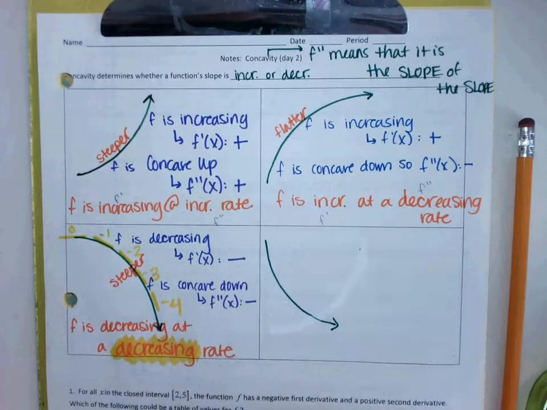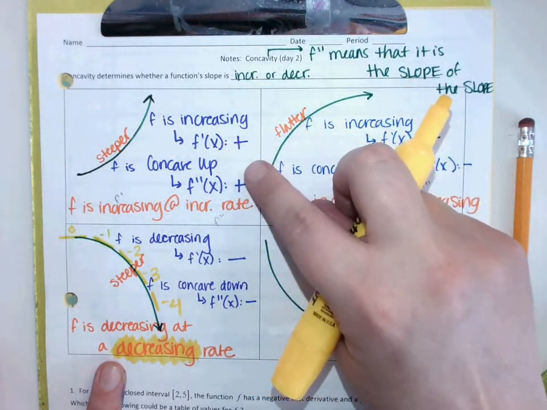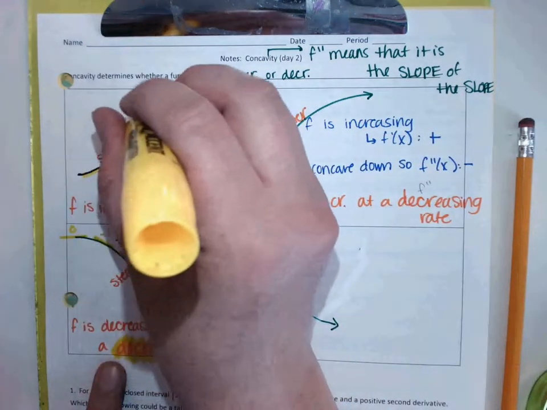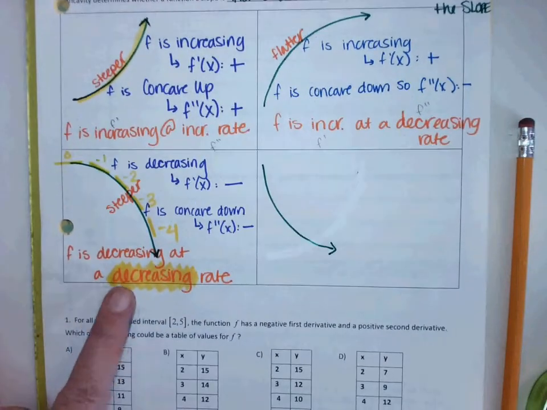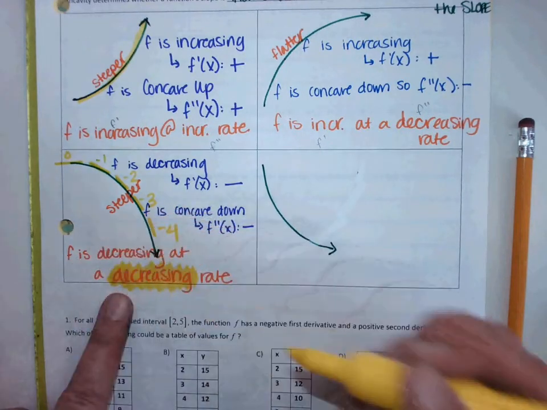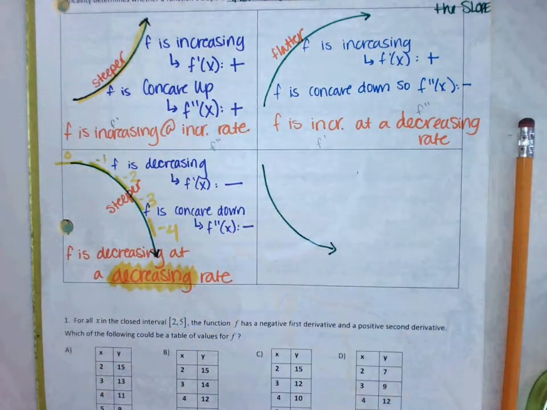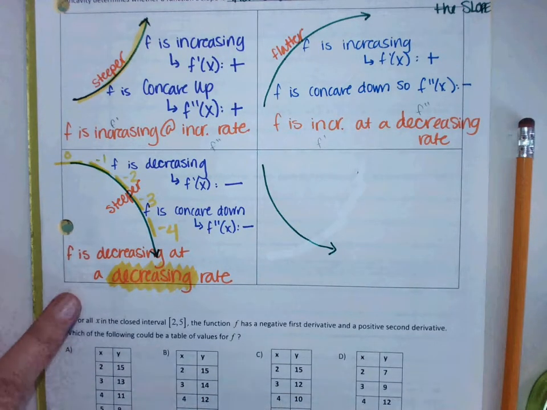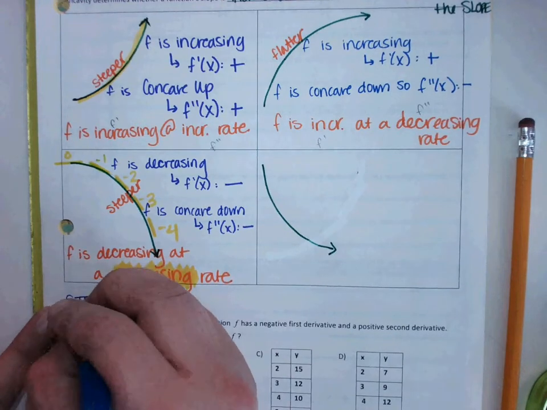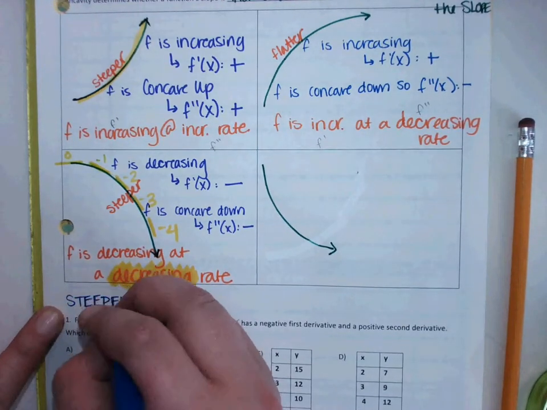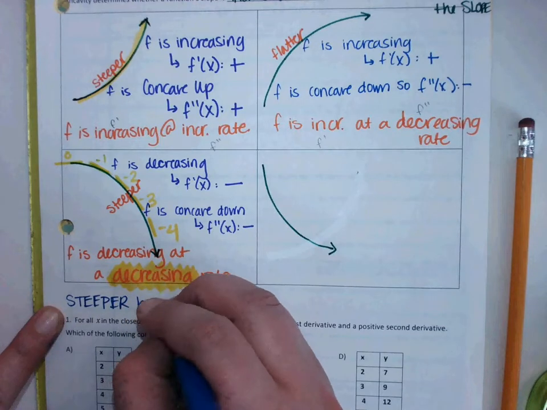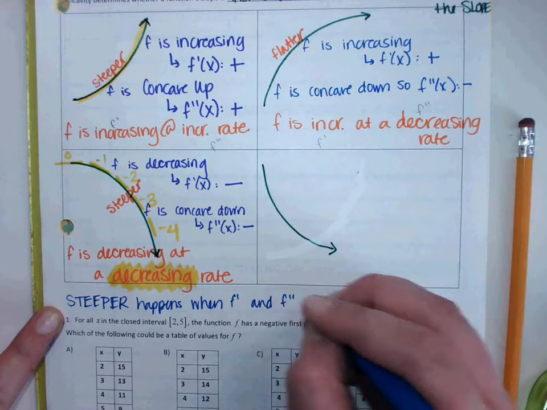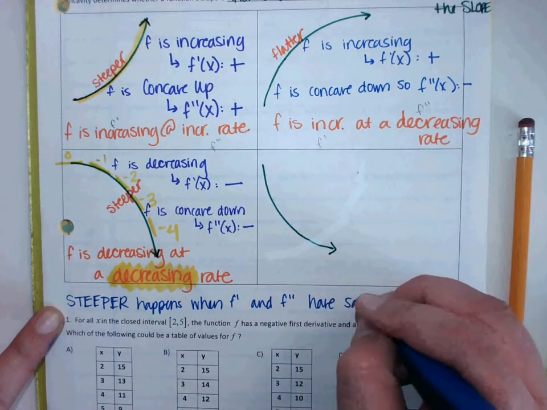Look at your two graphs that both got steeper. Here they were both positive, F prime and F double prime. That made the graph go steeper. Here both of them were negative, decreasing and decreasing. That made my graph get steeper. So that is not the same as what I'm saying here. So I'm going to put steeper happens when F prime and F double prime have the same sign.